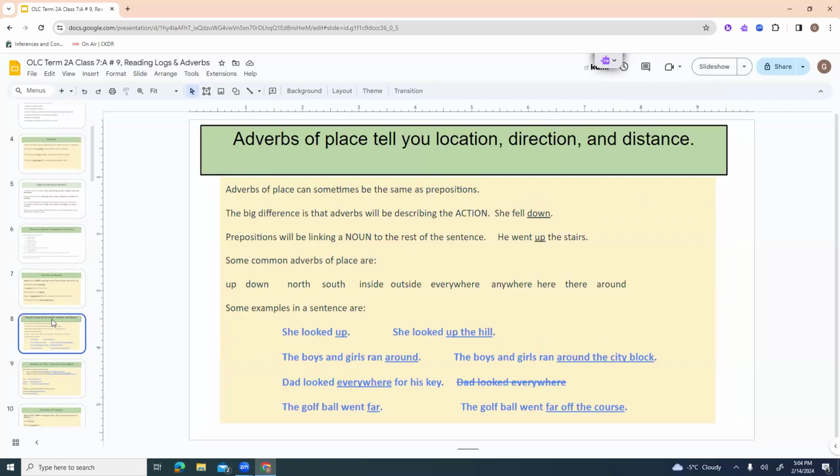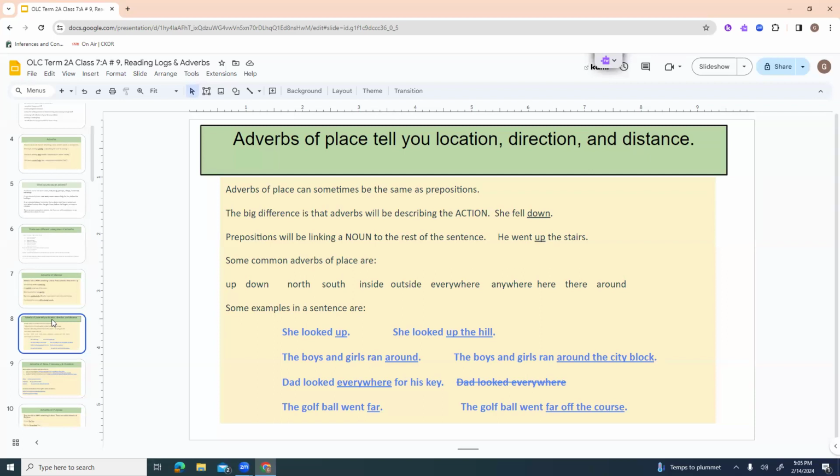Okay, adverbs of place. They will tell you location, direction, and distance. Sometimes they can be the exact same words as prepositions, but the big difference is that adverbs will be describing the action. So for example, in a sentence, you might say, she fell down, and down is describing how she fell. But prepositions would be linking a noun or a pronoun to the rest of the sentence. So if I said he went up the stairs, it would be considered kind of a prepositional phrase. Now, there is a bit of crossover. Some people might consider it both a prepositional phrase and an adverbial phrase. It doesn't really matter what you call it as long as you understand what's grammatical and what's not. Some common adverbs of place are up, down, north, south, inside, outside, everywhere, anywhere, here, there, and around.